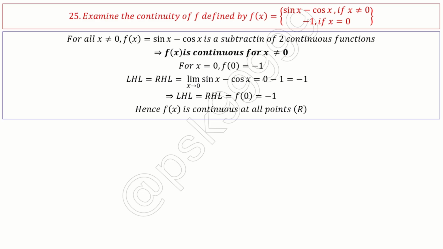So at x equal to 0, LHL equal to RHL will be same because the only thing you are looking at is limit. Limit x tends to 0 of sin x minus cos x, which is nothing but minus 1. F of 0 also minus 1. So LHL equal to RHL equal to f of 0, which is equal to minus 1. So it is continuous at all points of R, all real points.